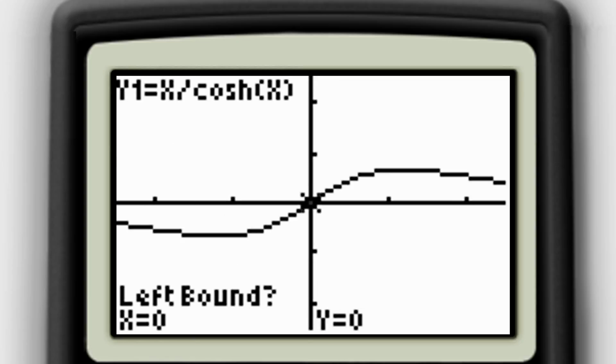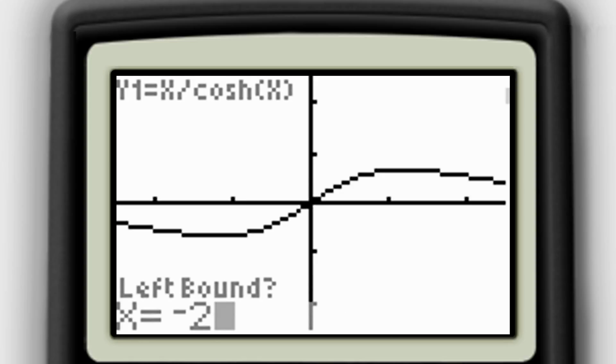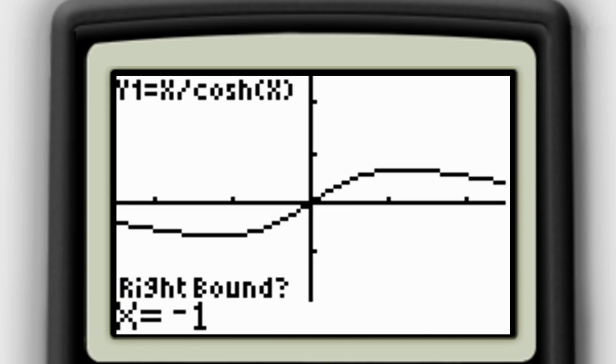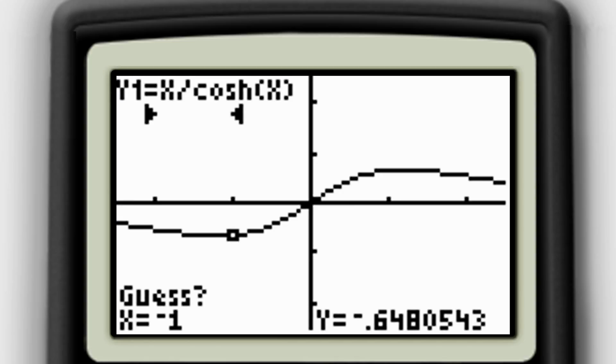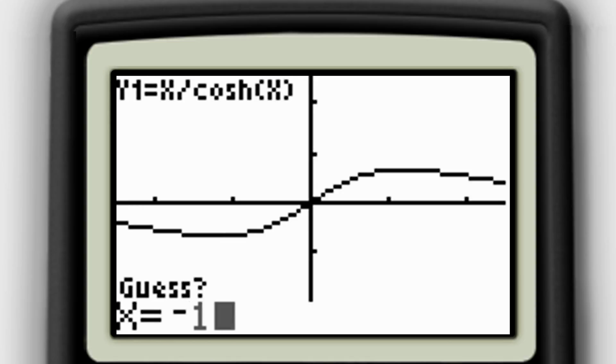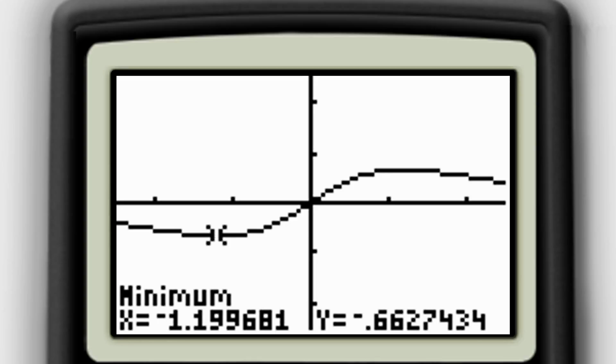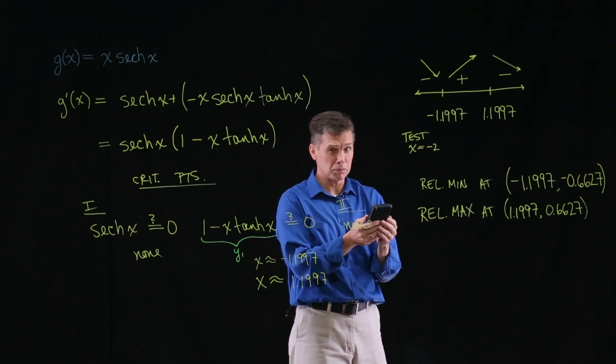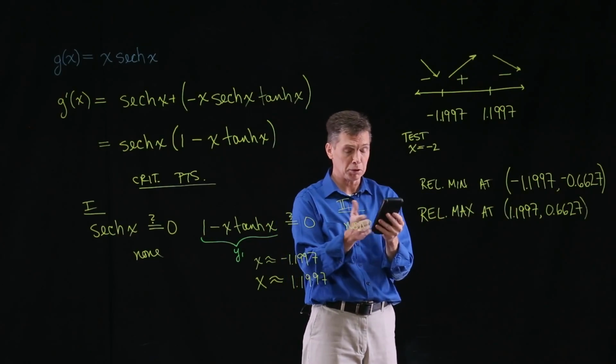I can calculate for me on my menu minimum, left bound. I have a really good feel for this because I feel very confident in my answers here. So I just need to be to the left of that. I could play it safe and say -2. Right bound, I could even say -1. Should work. My utility's asking me for a guess. I know it's right, but I'll guess -1. It has to think for a bit. And what I'm seeing are exactly these numbers, both x and y, for the relative minimum, within rounding. Feel good about that one?